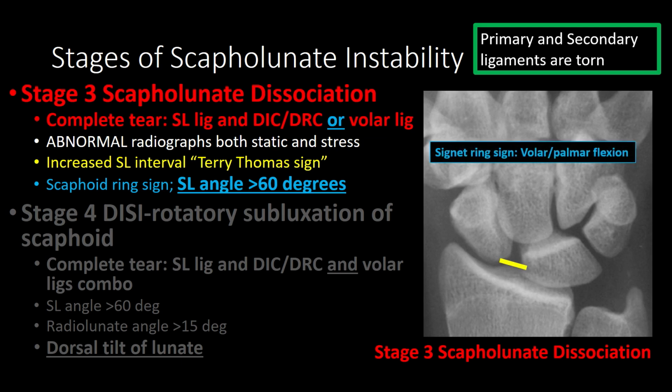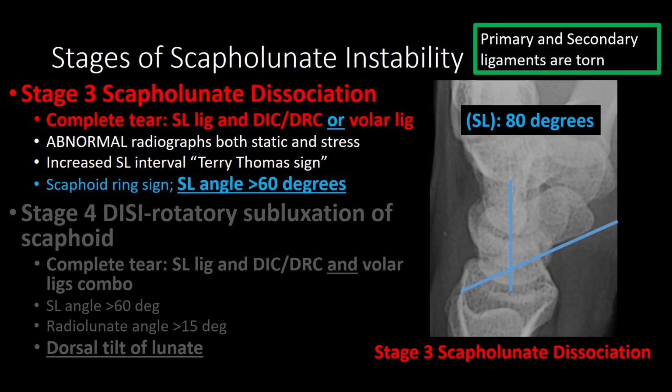All right. But you will still see the abnormal radiographic findings like widening of the interval here. And then that scaphoid is going to volar or palmar flex, and you're going to see what's called the ring sign or the signet ring sign here because the beam is going straight down the barrel of that scaphoid tubercle and it forms that ring there.